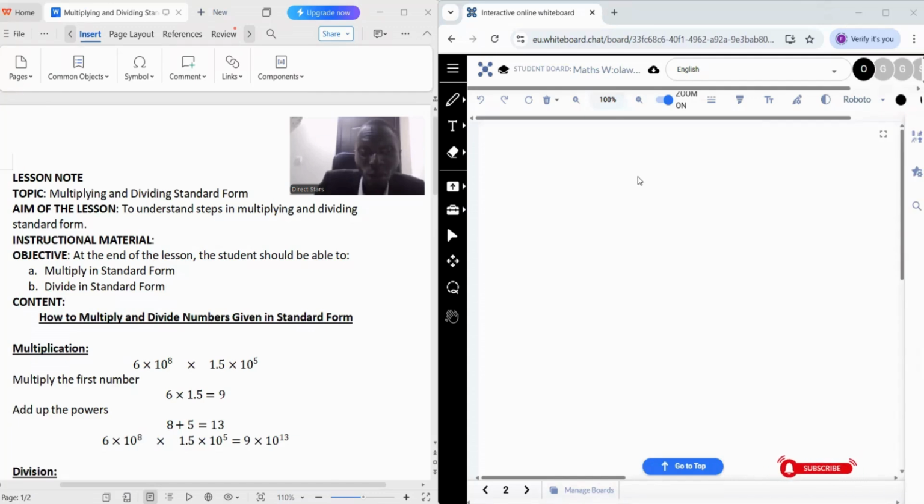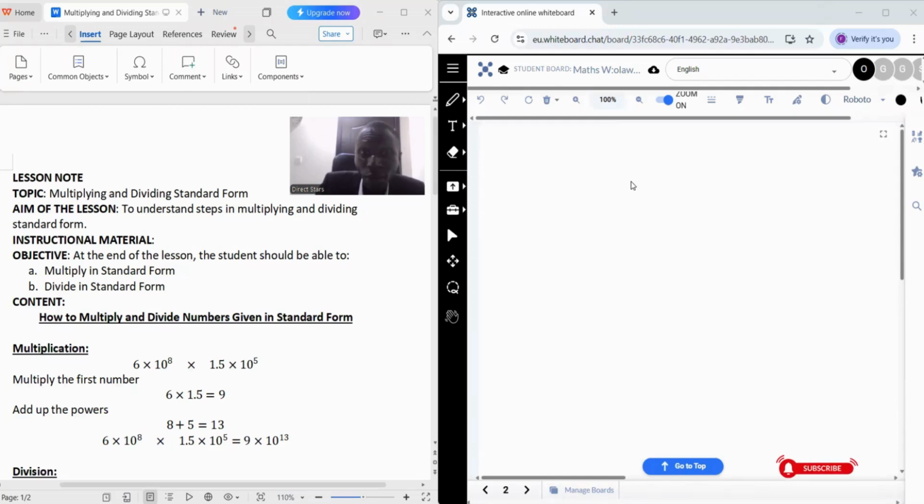In our mathematics class today, we're looking at multiplying and dividing standard form. Last week, we looked at how to convert numbers to standard form, and today we'll be looking at multiplying and dividing standard form. The aim of this lesson is to understand the steps in multiplying and dividing standard form, and the objective is that at the end of this class, you know how to multiply in standard form and also know how to divide in standard form.